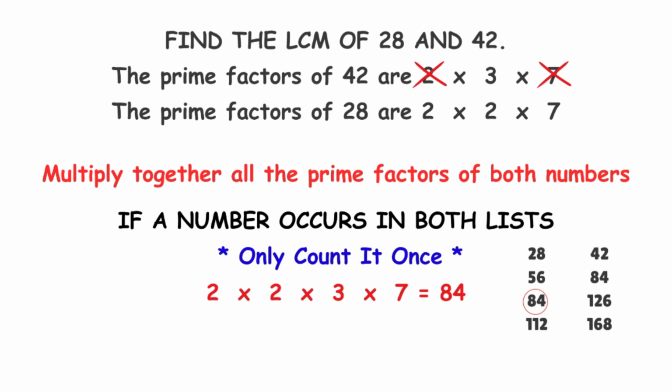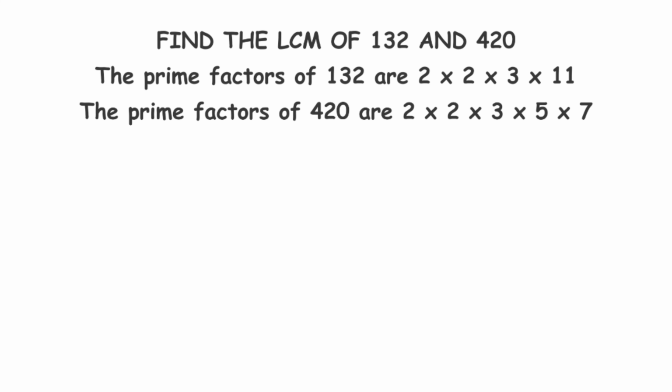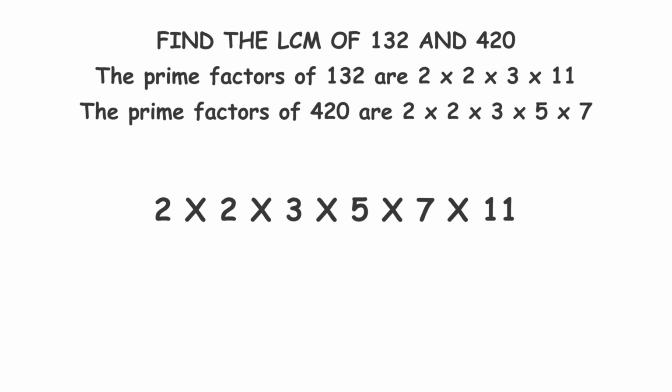Let's try one more before we finish. This time, we're trying to find the lowest common multiple of 132 and 420. Just like before, we need to look at the prime factors of each and cross out all the ones that are the same in both lists. So we can cross out this 2, and this 3. Then we multiply together all of these numbers that we have left, so 2 times 2 times 3 times 5 times 7 times 11, which would give us 4620 as our lowest common multiple.